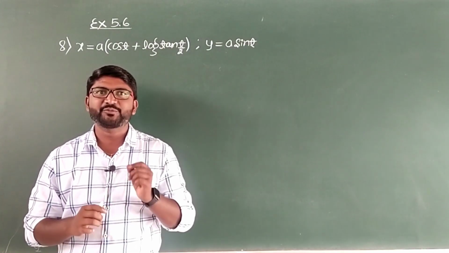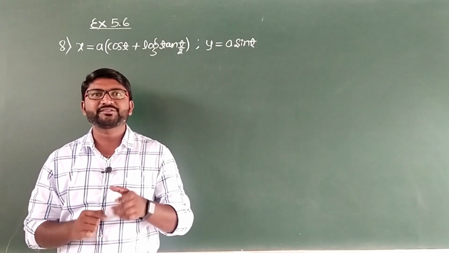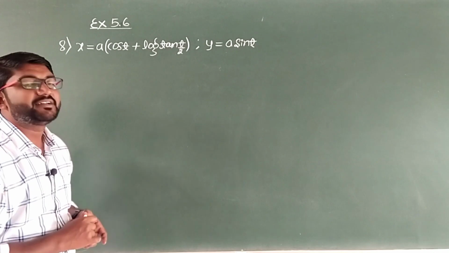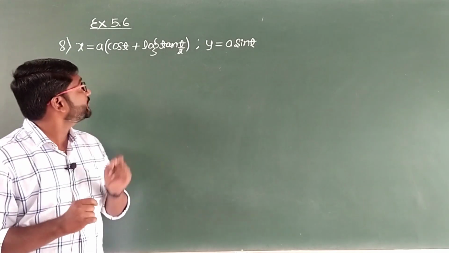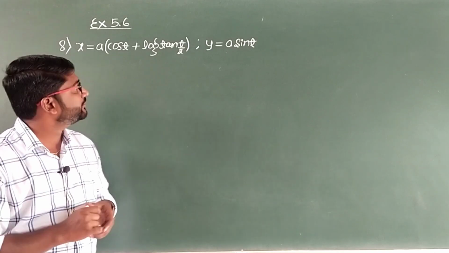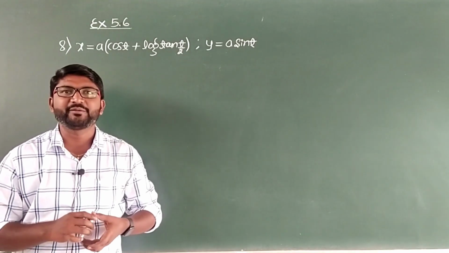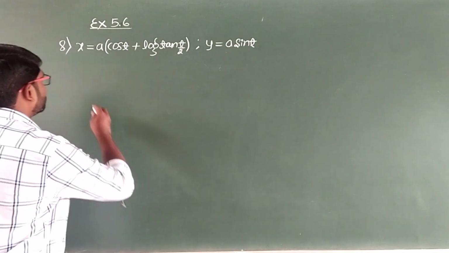So in the last class we have solved up to question number 6. Take question number 7 as an assignment. I will be solving question number 8. The given question is x is equals to a into the bracket cos t plus log tan t by 2 and y which is equals to a sin t. We will have to find dy by dx. So let us go ahead with the solution.